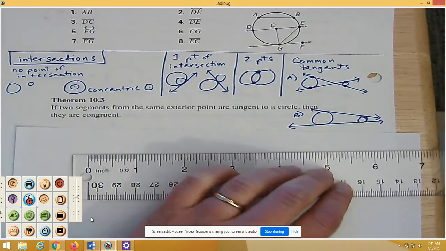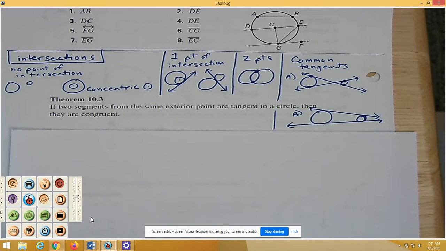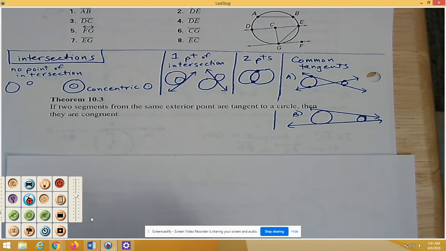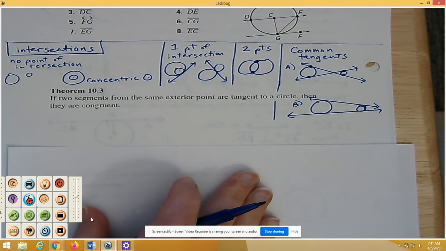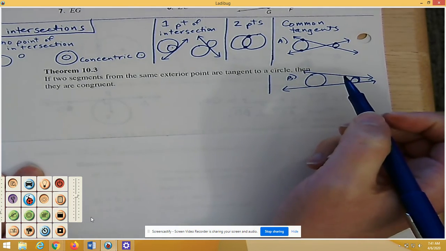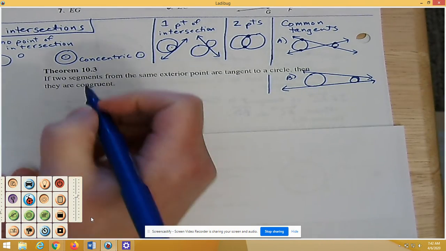So it's common because it's touching two circles in one spot. Okay? All right, so this is the last theorem for this week, and it says if two segments from the same exterior point are tangent to the circle, then they are congruent. So we're going to draw basically, it kind of looks like a common tangent, but we're only going to have one circle.